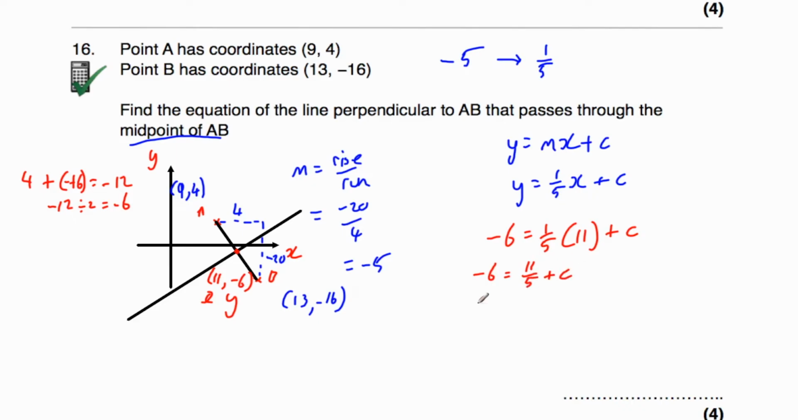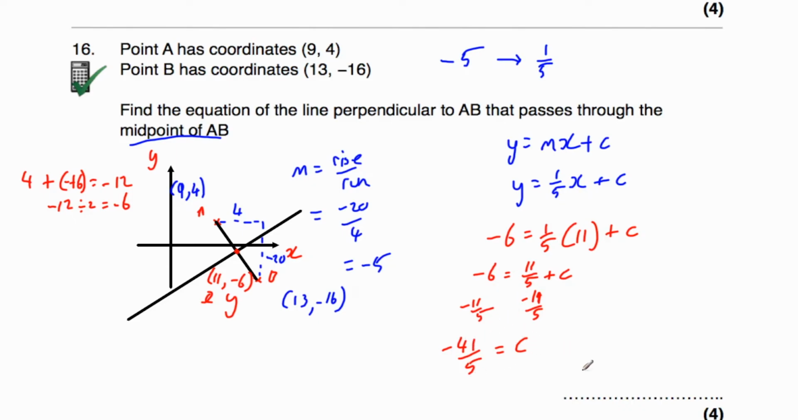Now we want to get c on its own, so we're going to take away 11 fifths from both sides. If we take away 11 fifths from both sides, we can then work out what c is. So whenever we do that, we get -6 minus 11 fifths is equal to -41 fifths. And on the right hand side, we'd just be left with c, because we're taking away 11 fifths to get rid of the 11 fifths. So that means that c is equal to -41 fifths.